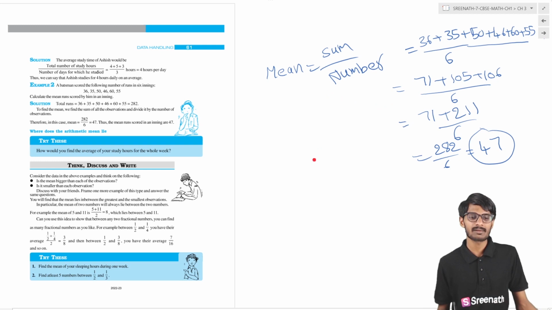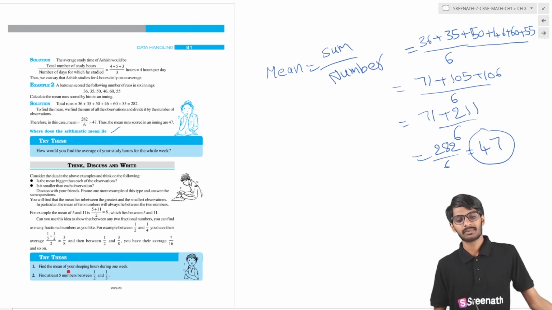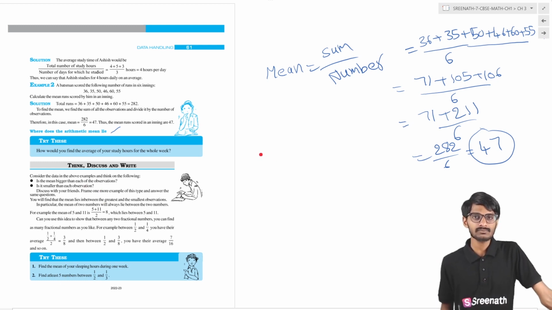Okay students, so this is about the mean. Where does the arithmetic mean lie? Basically the arithmetic mean lies between the biggest and the smallest.